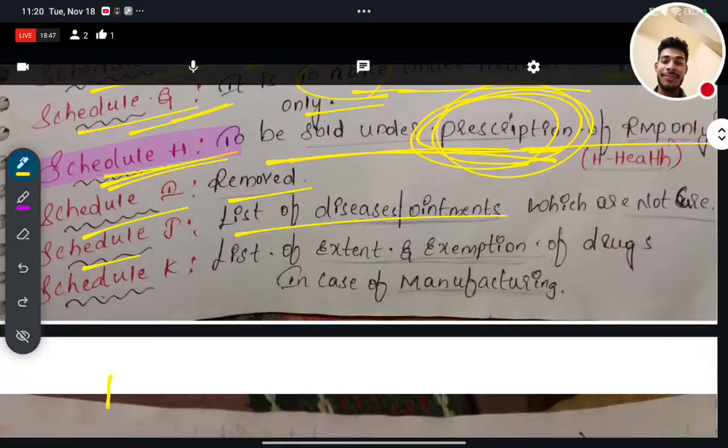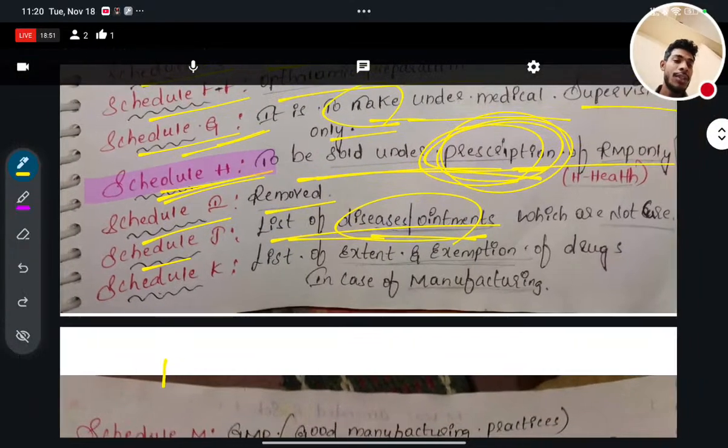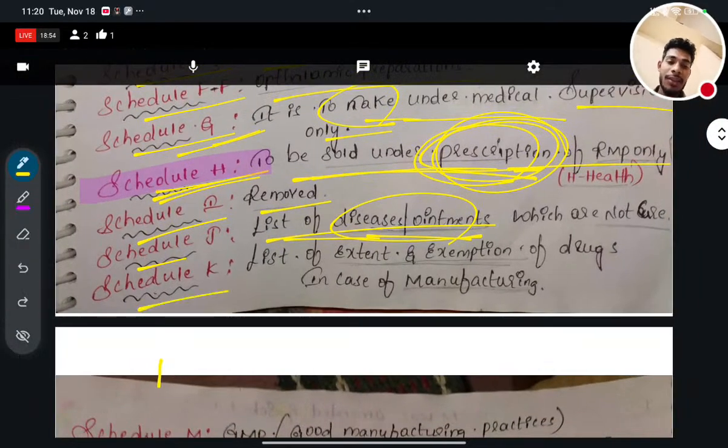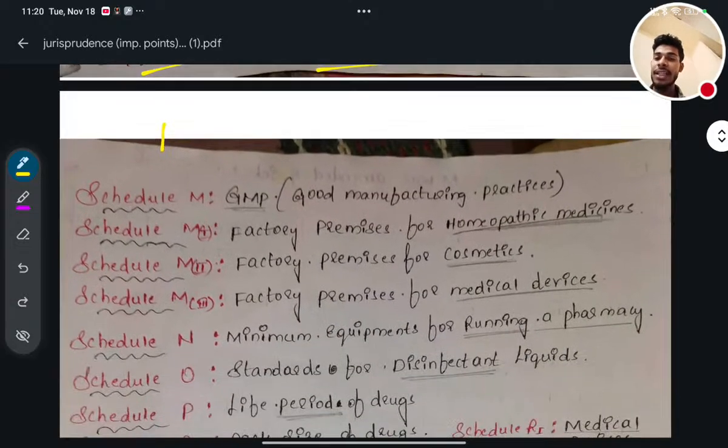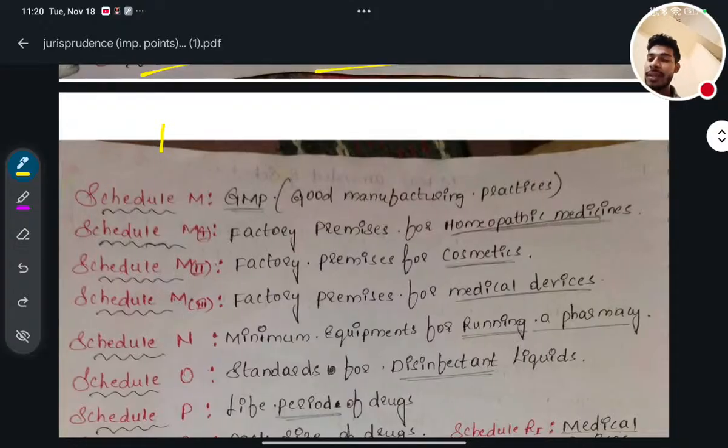So Schedule J, list of diseases or ailments, okay, which are not curable. Schedule K, list and extension of drugs in case of manufacturing. Schedule K, it is not so important. Schedule M is very important. I forgot to tell you. Schedule M is also very important.